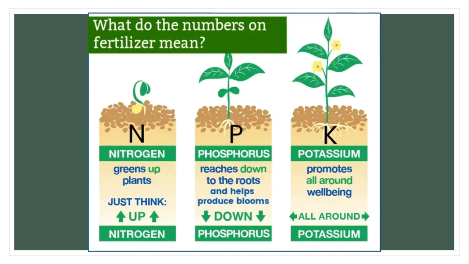So the first, the second, and the third letters or numbers: nitrogen is up, so it makes the plants grow faster. That is what those are. Phosphorus is down, so phosphorus goes into the root system. It goes further down into the ground, and those roots are going to suck that up and make more flower blooms. So you're really anchoring the feet in.